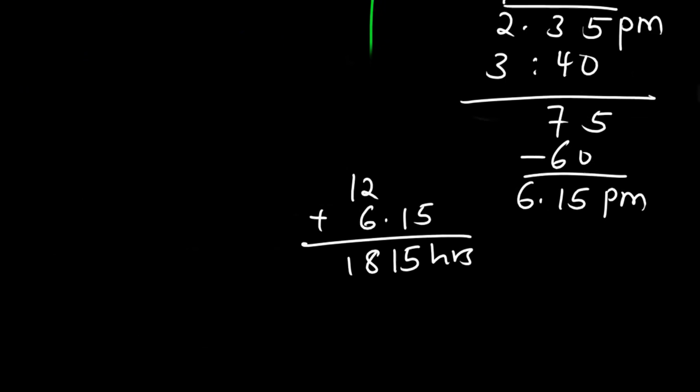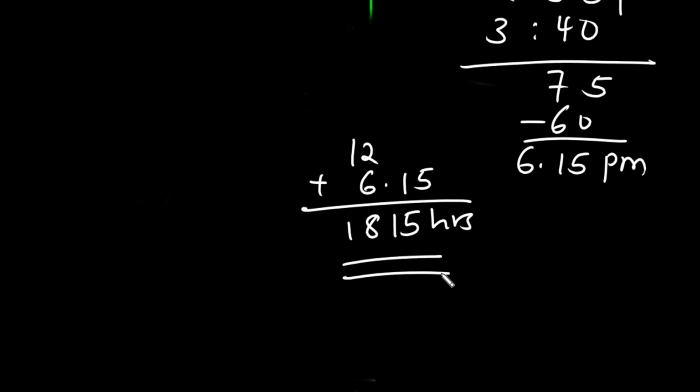And remember, when we are writing our time in the 24-hour clock system, we don't write it as PM or AM. What we do is just we write hours, and we don't put a colon between 18 and 15. We just write it as 18:15 hours. So that is the time when this bus arrived at town R.